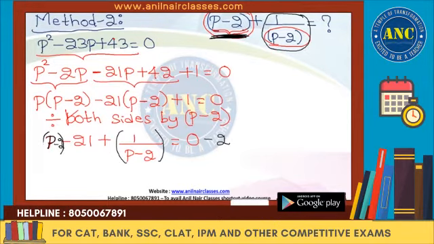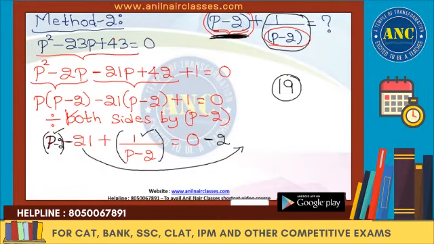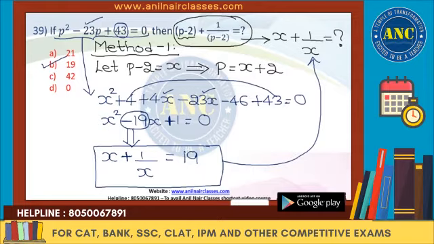That means this p minus 2 I require according to the question. 1 divided by p minus 2 also I require according to the question. This minus 21 I will shift it to the right hand side. It becomes plus 21. 21 minus 2. Answer for this question will be 19. Either apply method 1 or apply method 2. You will finally end up with the same answer called 19. And that is what the answer is for question number 39. I hope the idea is very clear for every student who is listening to this particular video.